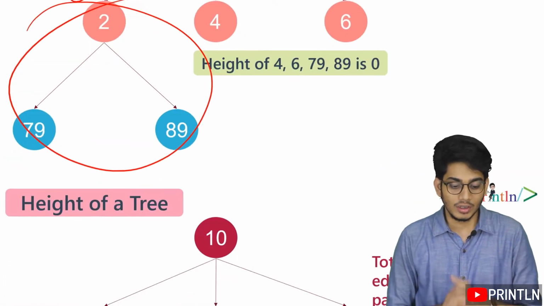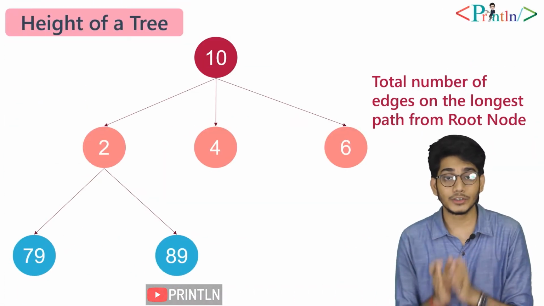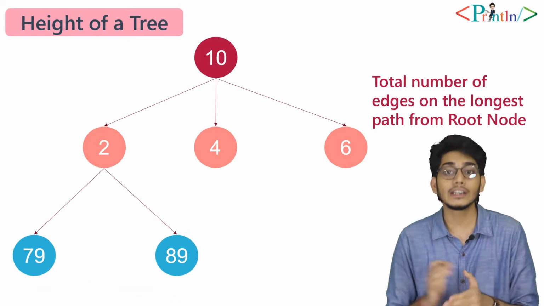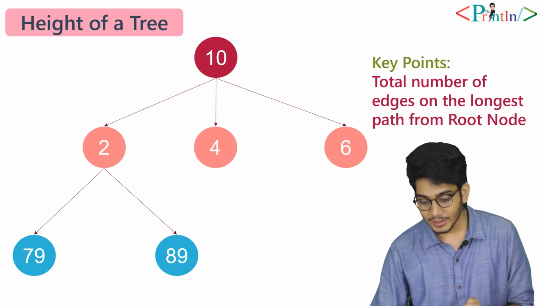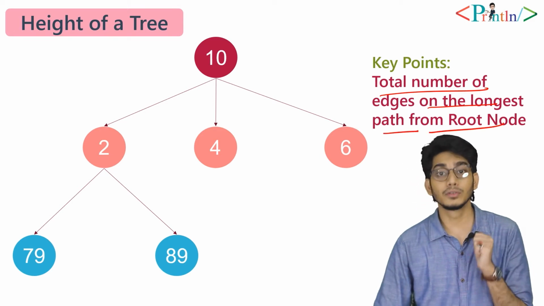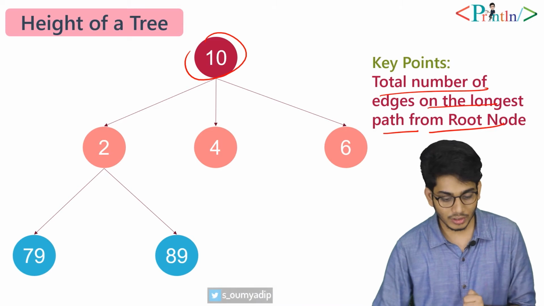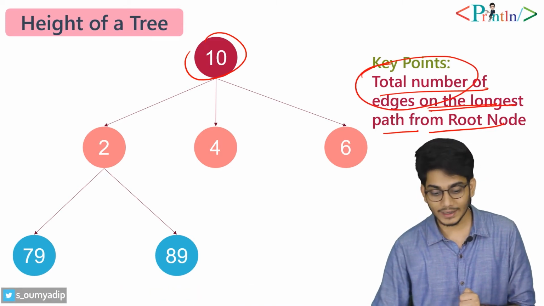node. Now we'll talk about how we can determine the height of a tree. We have already discussed how we can determine the height of a node. Now, what is the height of a tree? It is the total number of edges on the longest path from the root node. What is the root node here? 10 is the root node. Now the total number of edges on the longest path.